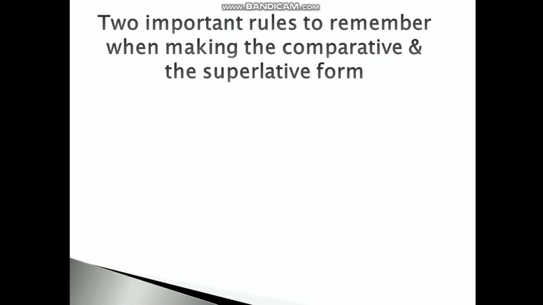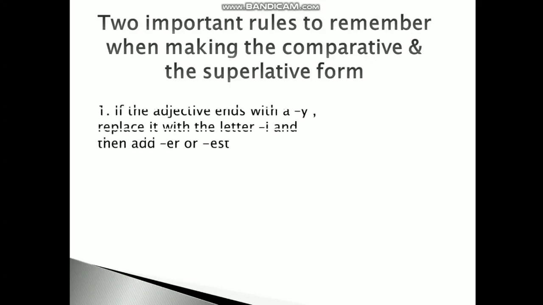If the adjective ends with a y, replace it with the letter I and then add er or est. So instead of the adjective that is ending in y, instead of that letter y at the end, you'll write I instead. And then to make the comparative, of course, you'll add er, or to make the superlative, you will add est. For explanation purpose, let's look at the word pretty.